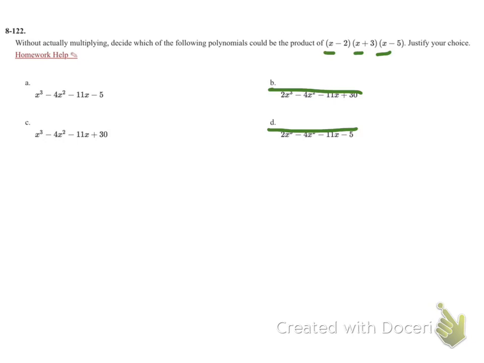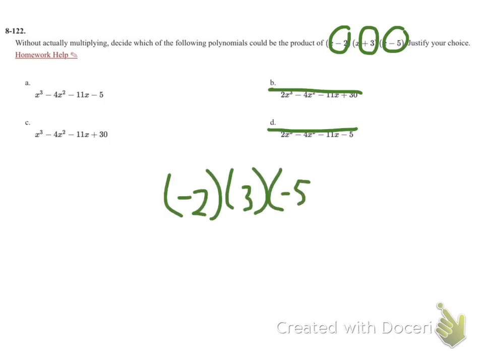So the other thing I'm going to consider here is when we look at these polynomials, this last number is our y-intercept. Because when I put 0 in for x, it equals that number. So if I would put 0 in for all of these x's, I'm going to essentially be multiplying negative 2 times 3 times negative 5. So negative 2 times 3 times negative 5 is going to give me positive 30. So it is not that option. It's going to be option C.